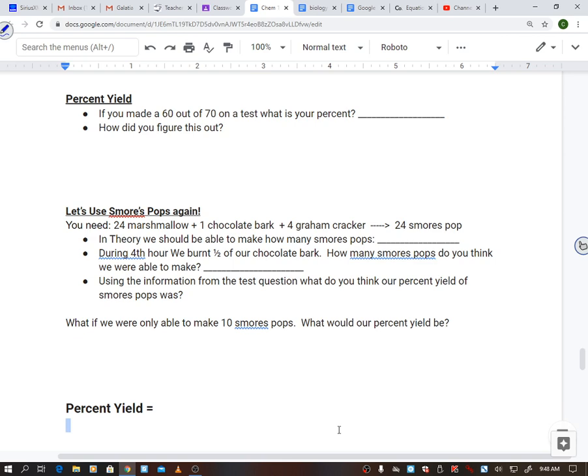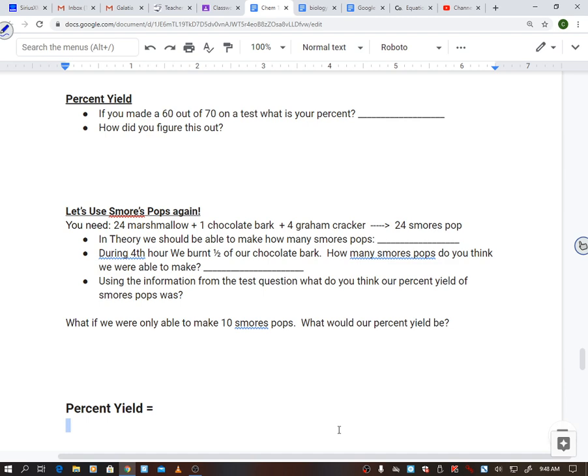Okay, but before we get into that part, let's look at it in a real world type of situation that you guys might see. So percent yield is like if you made a 60 out of 70 on a test, what is your percent? Most of you can figure out your grades. You can get a calculator out and figure it out. So how would you figure this out?